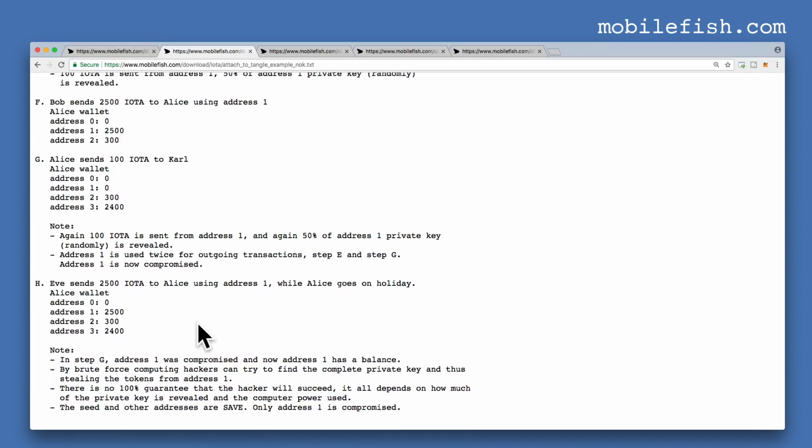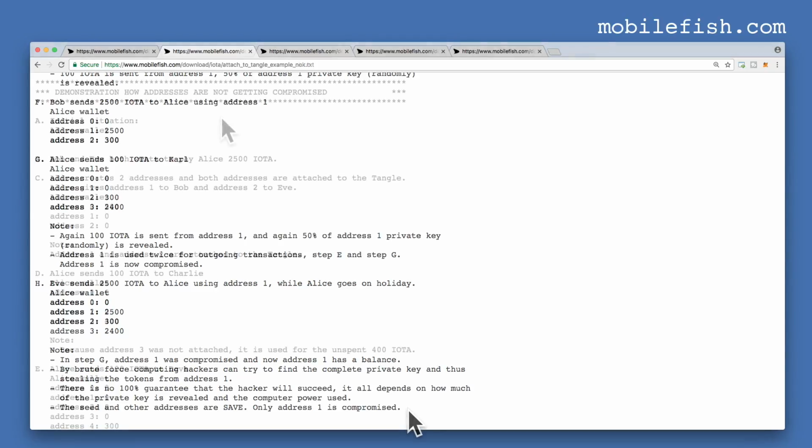Eve sends 2500 IOTA to Alice using address 1, while Alice goes on holiday. In step G, address 1 was compromised, and now address 1 has a balance. By brute force computing, hackers can try to find the complete private key and thus stealing the tokens from address 1. There is no 100% guarantee that the hacker will succeed. It all depends on how much of the private key is revealed and the computer power used. The seed and other addresses are safe. Only address 1 is compromised.